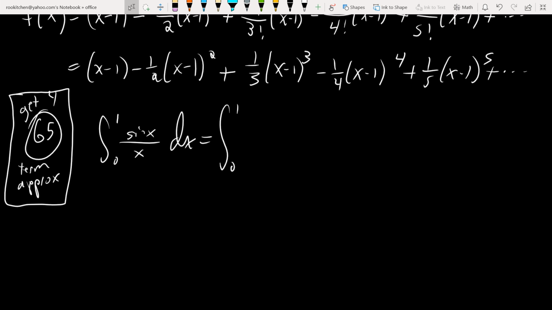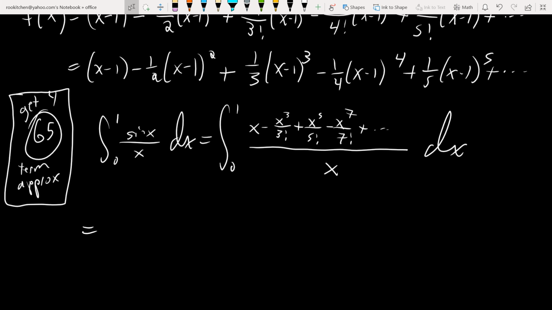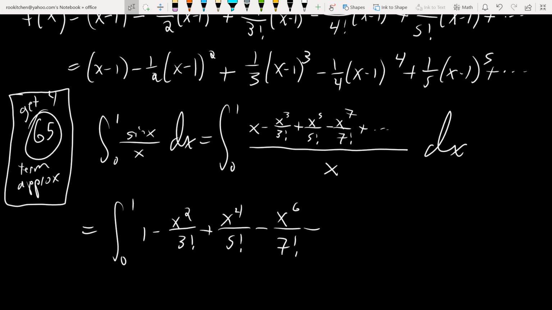Sine of x is odd, right? So it'd be x minus x cubed over 3 factorial, and how many terms? We need 4. So x to the 5th over 5 factorial minus x to the 7th over 7 factorial plus dot, dot, dot. And of course, that's all over just plain old x. So we can simplify that. So it would be the integral from 0 to 1 of 1 minus x squared over 3 factorial plus x to the 4th over 5 factorial minus x to the 6th over 7 factorial plus dot, dot, dot.